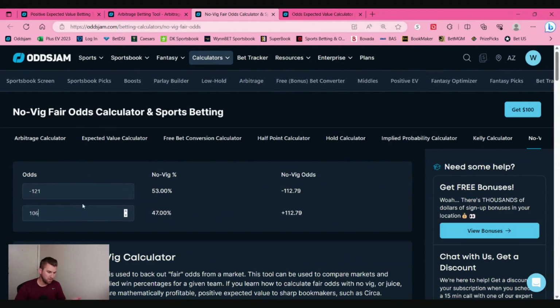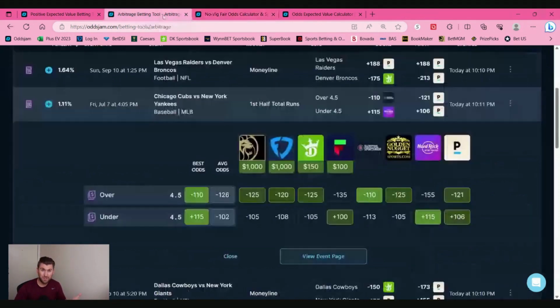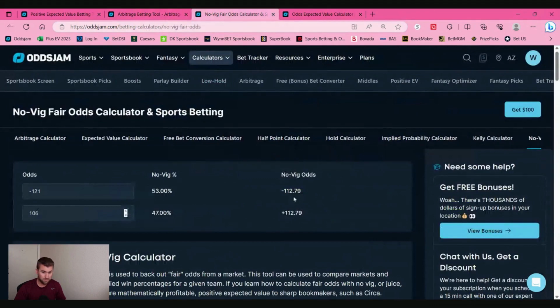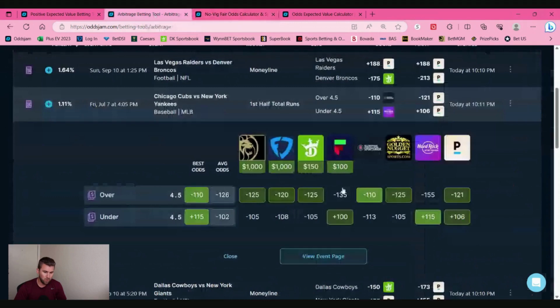Okay, so pumping in Pinnacle's odds here, minus 121, plus 106. If we want to bet the over, we have to get odds that are better than minus 112, meaning minus 110, minus 105. And if we wanted to bet the under, we'd have to be getting odds that are better than plus 112. So we'd have to get plus 115, plus 120, plus 125. So this is one of those rare examples where there's EV on both, right? We're getting this over 4.5 at Barstool at minus 110, and all we have to do is beat minus 112. And Hard Rock's giving us the under at plus 115, which is better than plus 112. So both sides have an edge here.